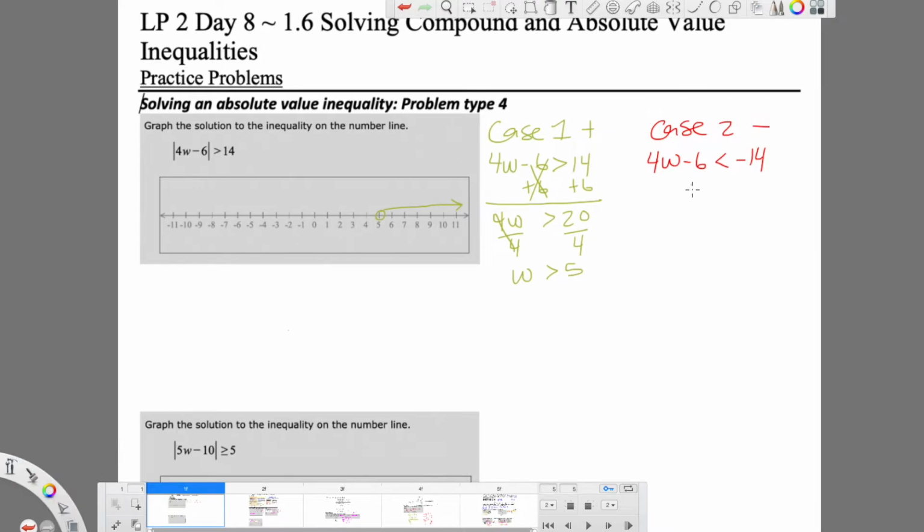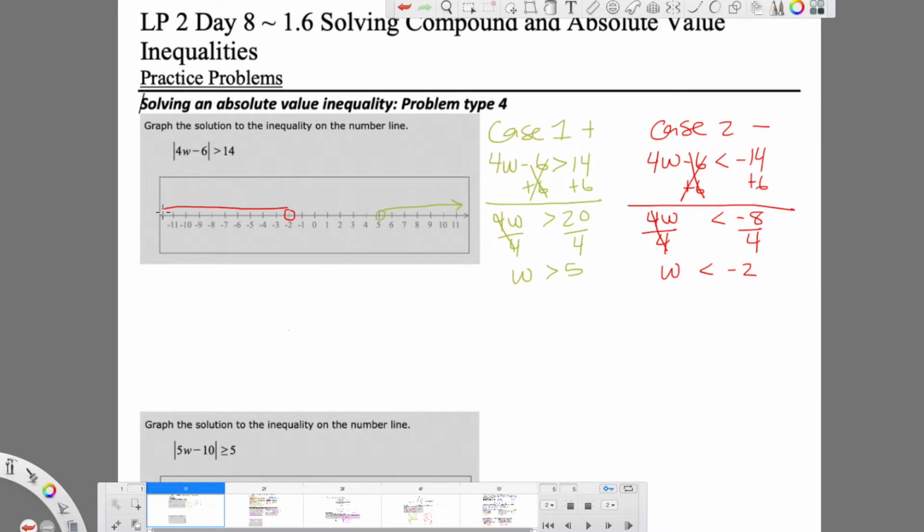So it's going to be plus 6, and really I'm going to have the exact same steps, right? So 4w is less than negative 14 plus 6, which is going to be, let's see, 6, 7, 8, negative 8. The 6's cancel. I'm going to divide by 4 on both sides. So 4 divided by 4 cancels, and I get w is less than negative 2, because negative 8 divided by 4 is negative 2. Again, I'm going to have an open dot because it's just less than. So it's going to be negative 2, and then it's going to be less than this amount.